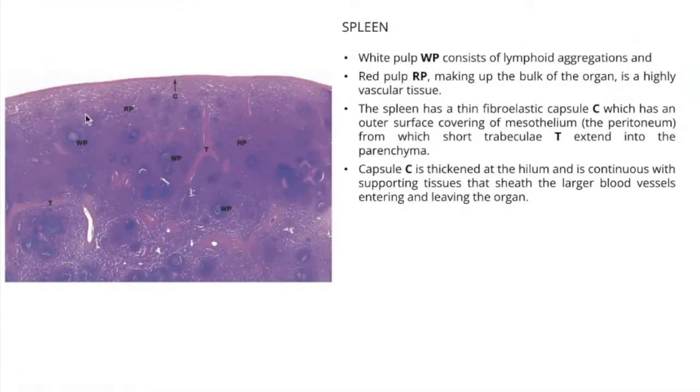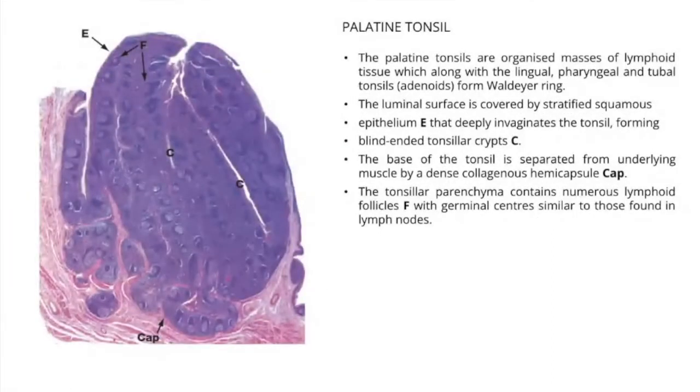So it consists of the white pulp and also the red pulp. White pulp consists of the lymphoid aggregation, and red pulp making the bulk of the whole organ. And also spleen has fibroelastic capsule here, which covers the mesothelium, the organ. Okay, so this is a part of the human spleen. So this is the palatine tonsil.